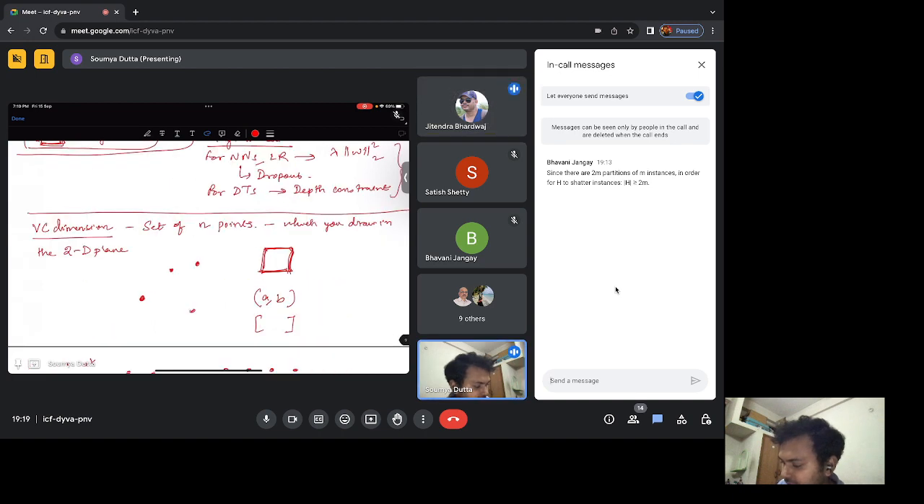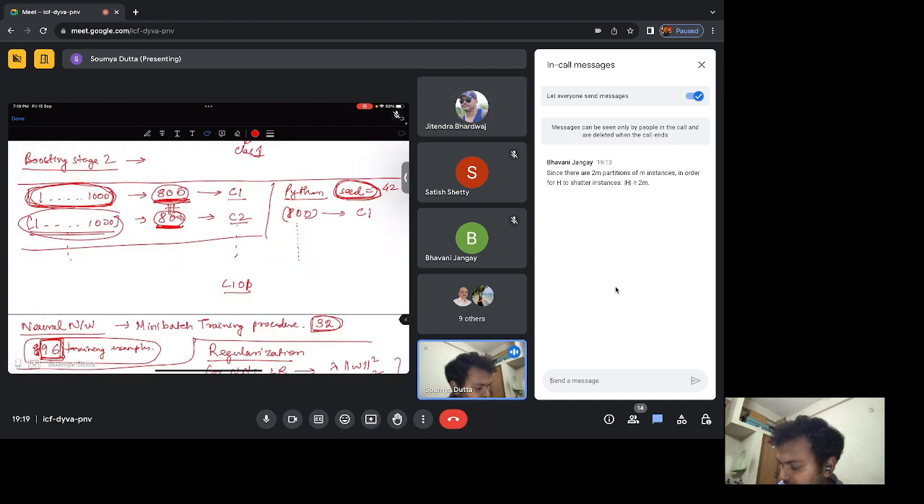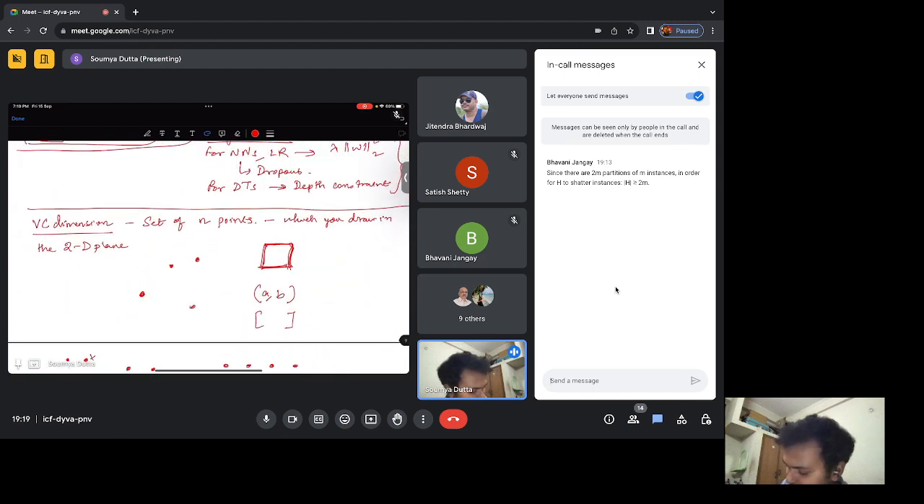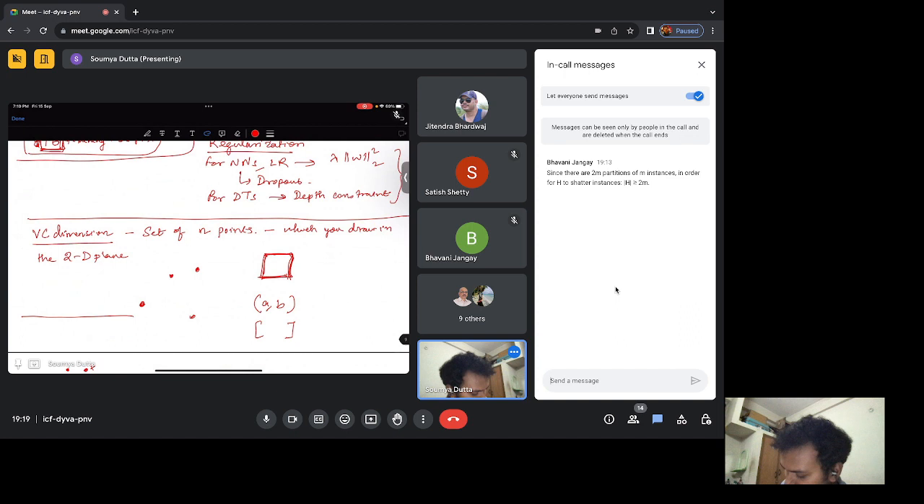So the question that you had asked about the sine wave is an interesting one. If you have a periodic wave like a sine wave, since it goes up to infinity, you can put infinite points in the positive plane and infinite points in the negative plane, and say that you are shattering them. That is why I said it is probably infinity, but I don't know.